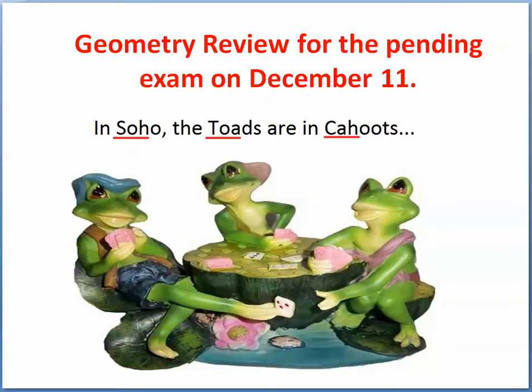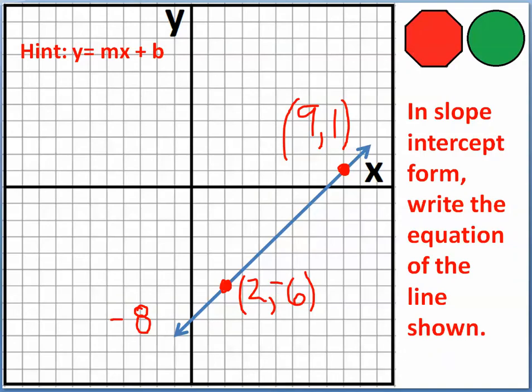Geometry review for the pending exam on December the 11th. In slope-intercept form, write the equation of the line that is shown. The hint is that we have y equals mx plus b. That's the format that we're wanting. We want that format right there.